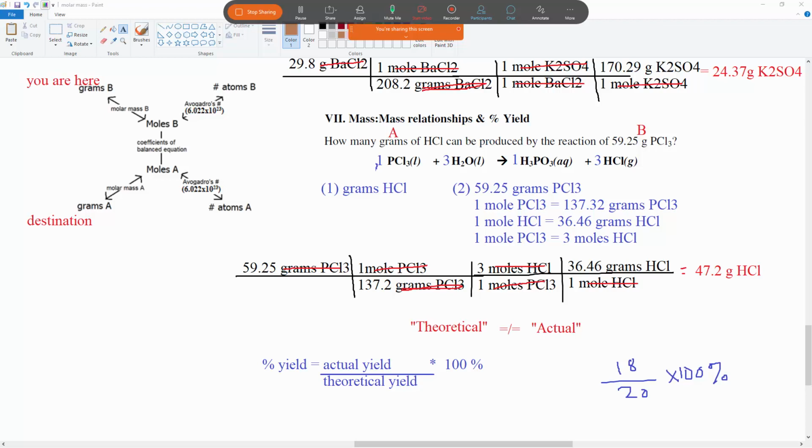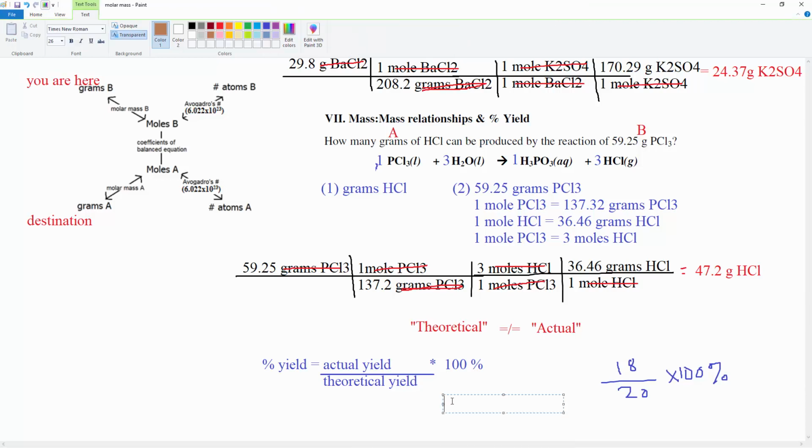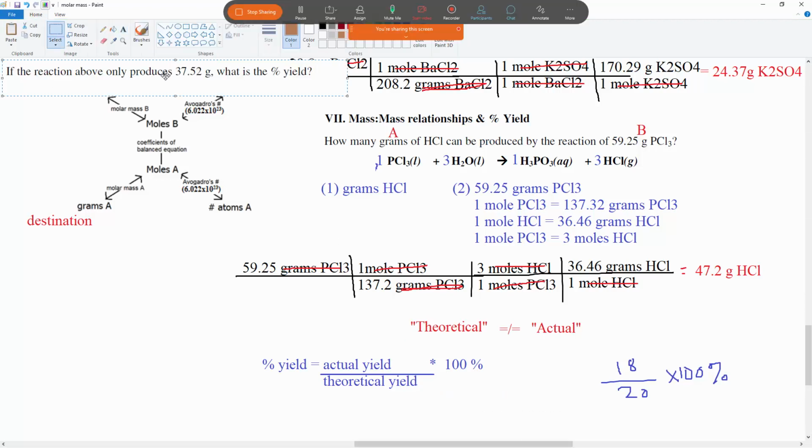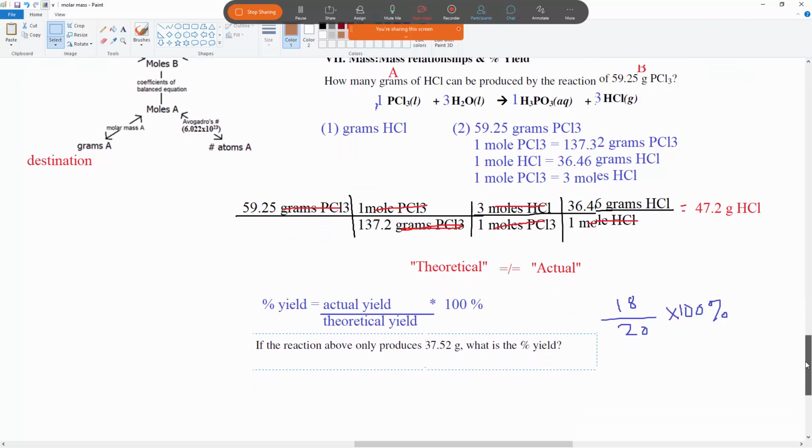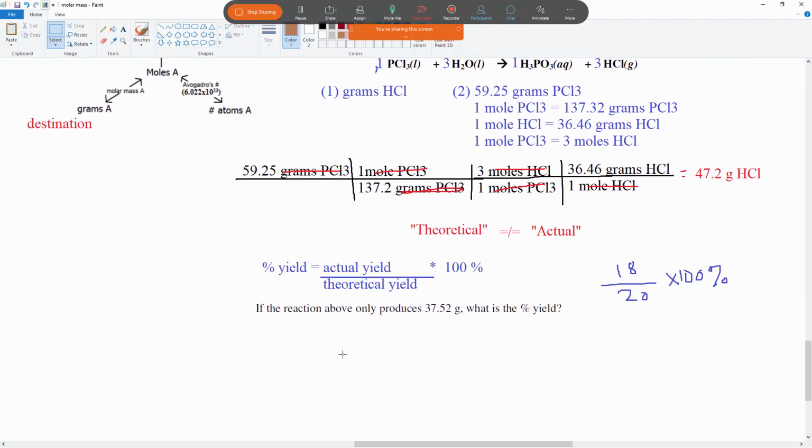So again, this is from the worksheet, just really quickly before I let you go. If this reaction only produces 37.52 grams, and for the actual, I'd have to tell you, right? Because you're not in the lab. They want to know what the percent yield is. So this reaction was supposed to give me 47.2 grams. It only made 37.52 grams. So how do I calculate the percent yield?